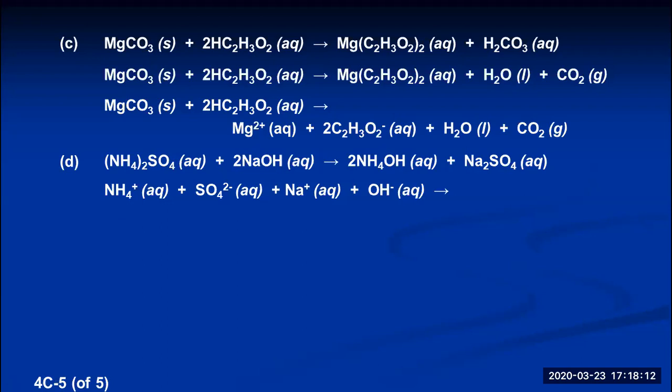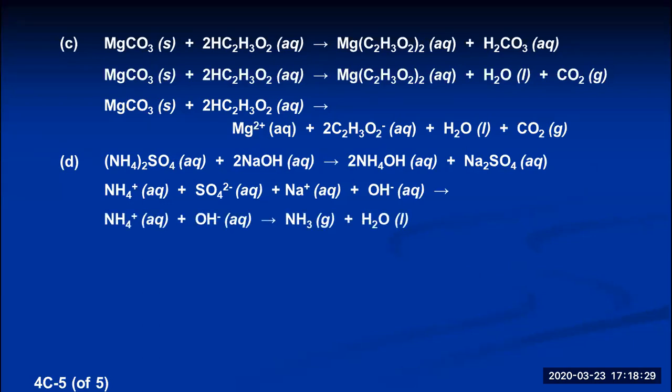So the ammonium ion must be acting as an acid, and it does what a Bronsted acid does. It's going to release a hydrogen ion. The hydroxide is going to be a Bronsted base. It's going to do what Bronsted bases do and accept the hydrogen ion. And the sulfate and the sodium are spectator ions. Just erase the sulfate and the sodium.